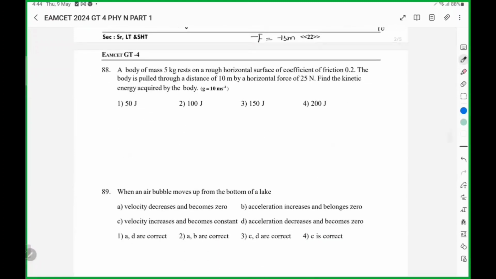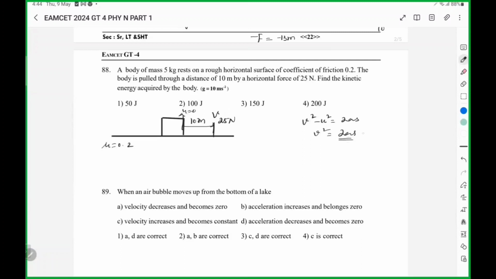A body of mass 5 kg rests on a horizontal surface whose coefficient of friction is 0.2. It is pulled through a distance of 10 meters by a horizontal force of 25 newtons. Find the kinetic energy. Initially it has zero velocity, so v square minus u square is 2as. That is v square equals 2as, where s is 10. We have to find the acceleration.